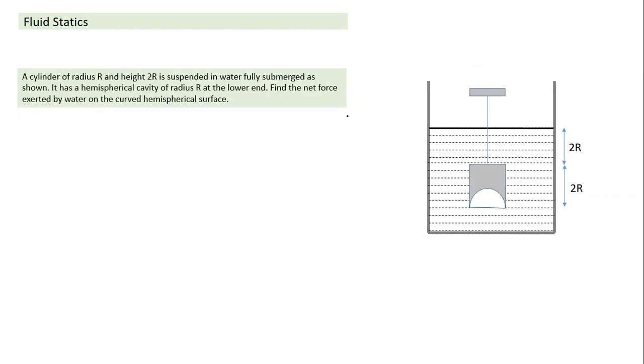This question has also come in the Advanced in the past, and that's how they mentioned it here. So let's look at this case. Is this question similar to the previous question or not? A cylinder of radius r and height 2r, so the diameter also is 2r, is fully submerged as shown, and this solid cylinder has a hemispherical cavity at the lower end. Find the net force exerted by the water on the curved hemispherical surface.